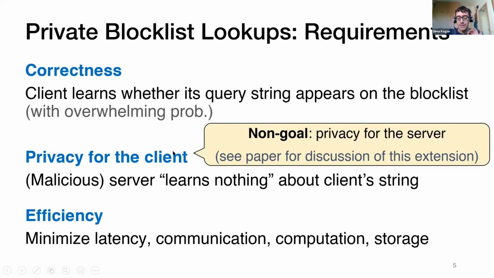And in particular, one thing that is not a requirement, at least not initially, is privacy for the server. The reason is that we can treat the block list that the server hosts as containing some public information. In some cases, you might want to additionally provide some sort of privacy for the server, but this actually turns out to be not that difficult if you can construct a system or a protocol that meets all the 3 requirements that I listed. And in the paper, we discuss how this extension works.